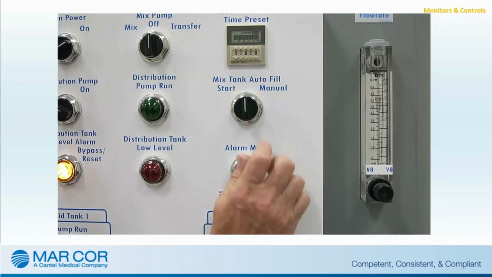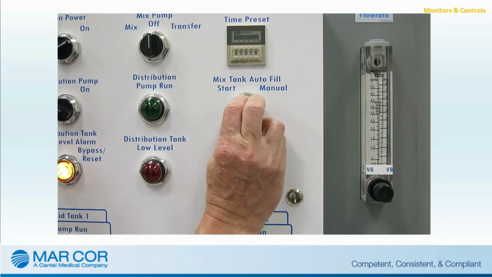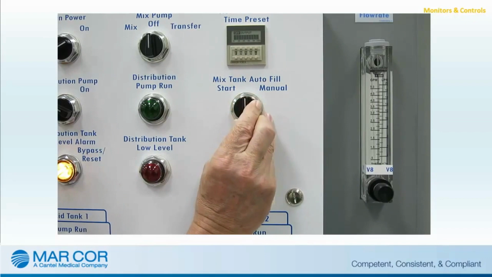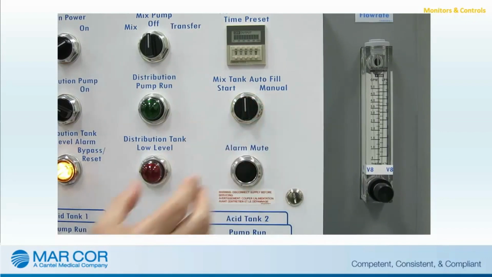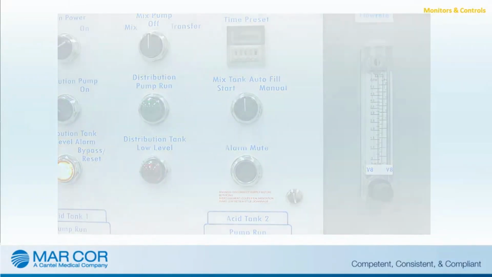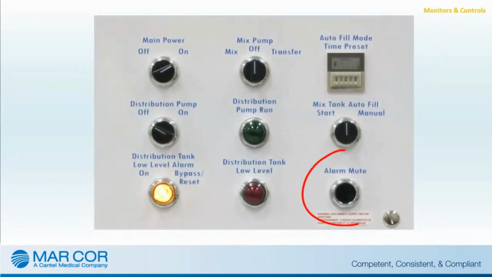The autofill mode timer may be canceled and reset at any time during the countdown period by turning the mix tank autofill switch to the start position. The alarm mute switch is a push-button switch that when pressed will silence the audible alarm. The alarm will not sound again if the alarm condition is removed during this period, with the exception of the distribution tank low-level alarm that does require the resetting of the distribution tank low-level hand switch.